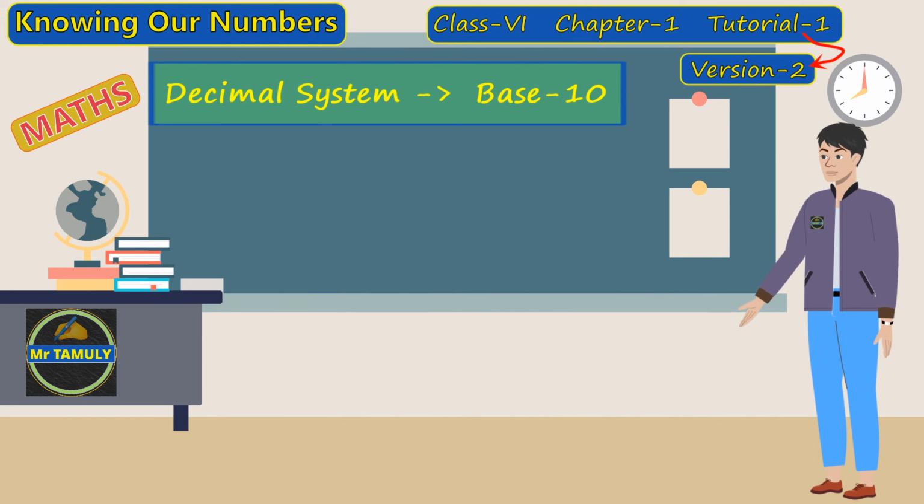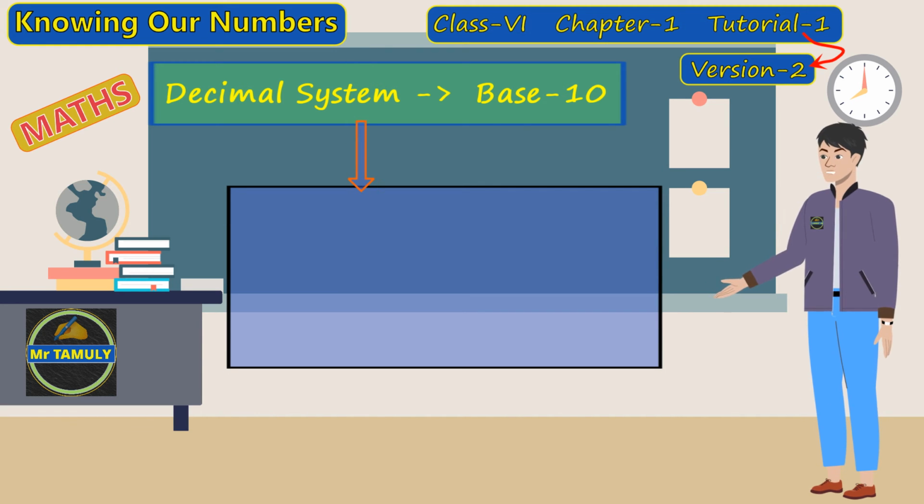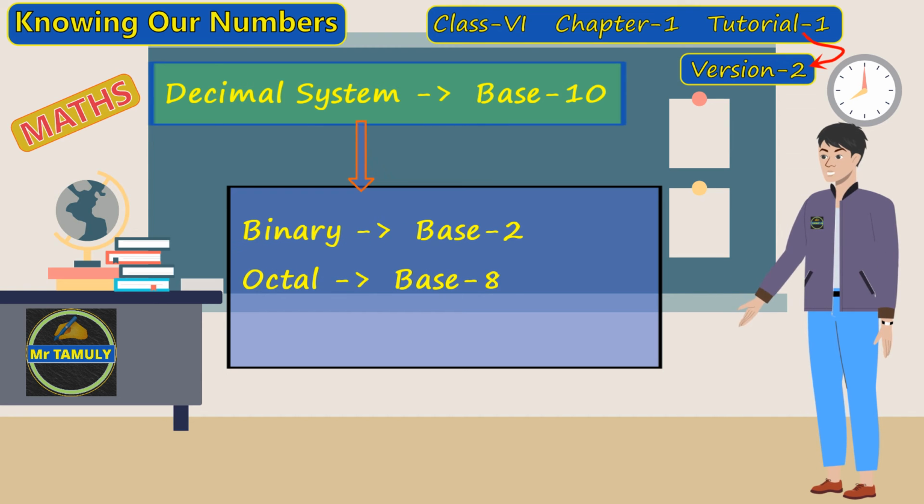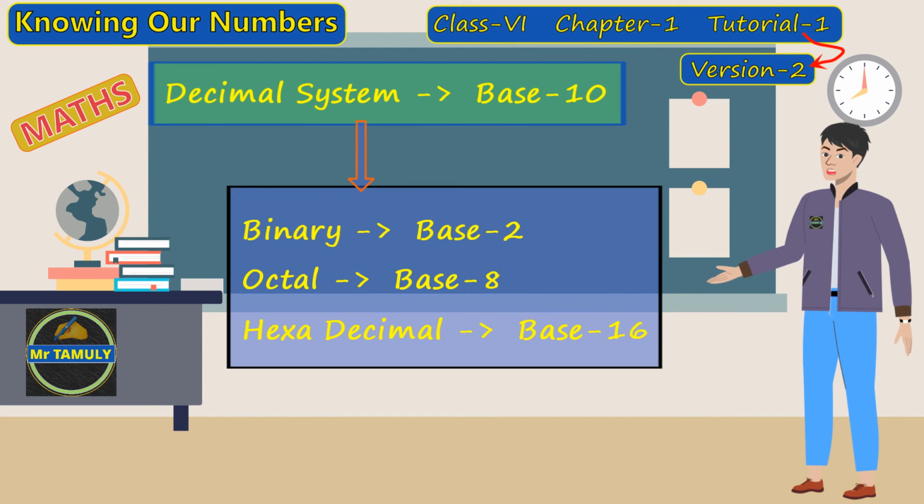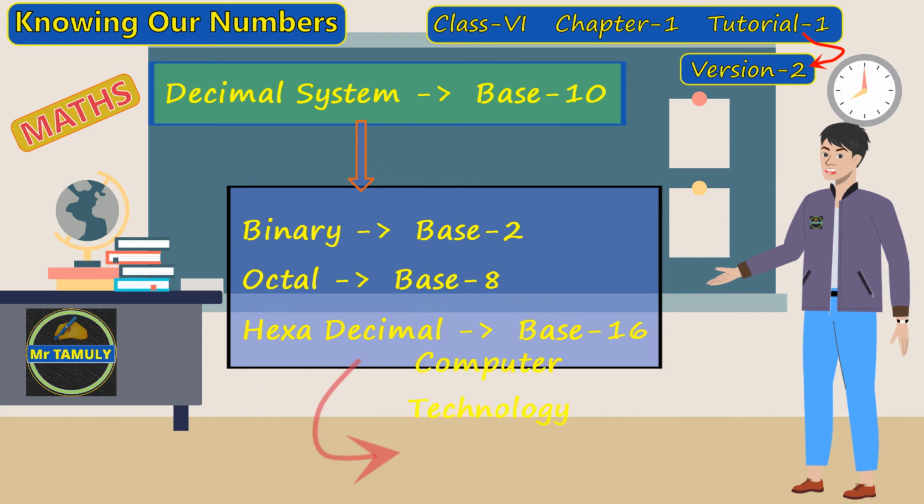There are other number systems that can be derived from the decimal number system. For example, the binary number system is base 2 system. The octal number system is base 8 system. The hexadecimal number system is base 16 system. These subsystems of the binary number system are used in digital computer technology.